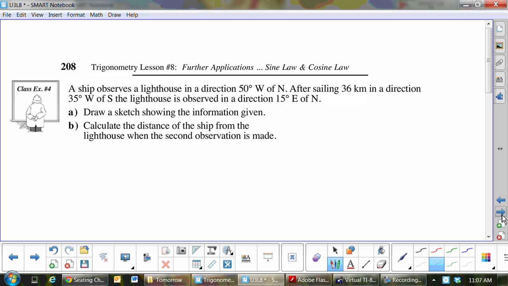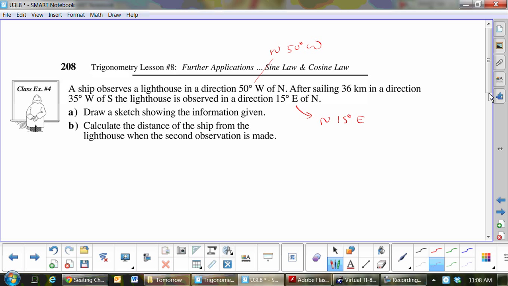Okay, let's go. Now, a ship observes a lighthouse in a direction 50 degrees west of north. So this is the same thing as north 50 west. Okay, so it's north and then go 50 degrees west of it. And then 15 degrees east of north, this is north 15 degrees east, right? So do your north, look in the north direction, and then go 15 east. Okay?